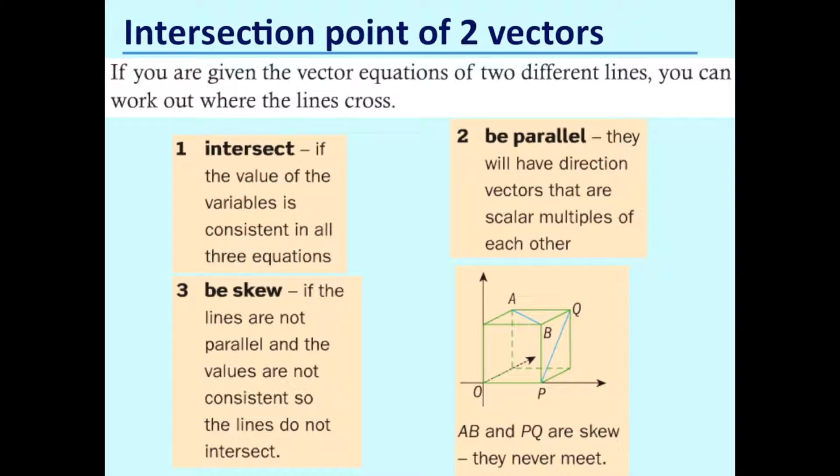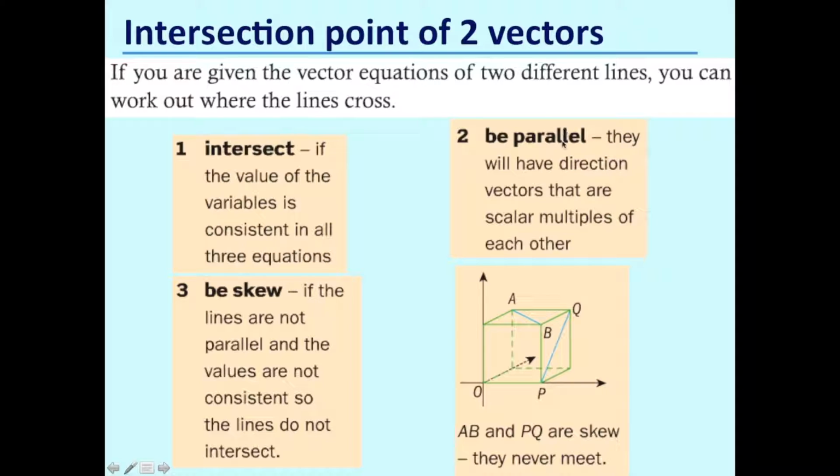So if we are given the vector equations of two different lines, we can investigate which of three scenarios will occur. So imagine we are working in 3 dimensions, in which case it is possible that the two vectors could intersect, and if that's the case, then the value of the variables is consistent in all three equations.